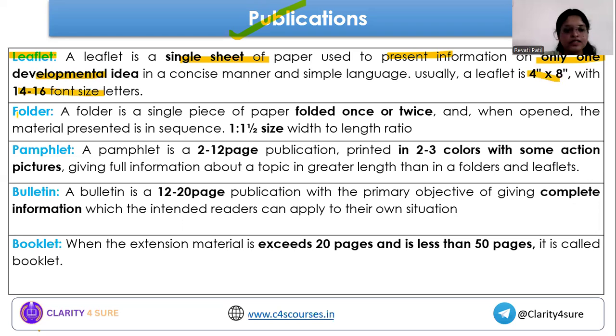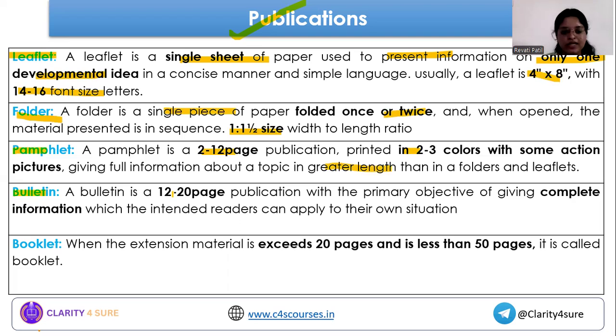Next is folder. Folder is again a single piece of paper only, but folded once or twice, and when opened, the material will be presented in a sequence. The width to length ratio will be 1:1.5. Next is pamphlet, a 2 to 12 page publication with 2 to 3 colors with action pictures, and it is going to provide a topic in greater length than a folder and leaflet.